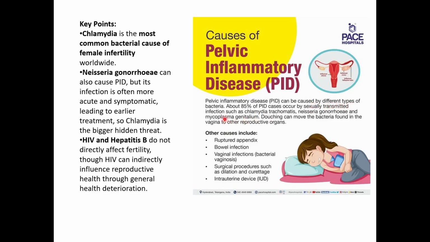can be caused by different types of bacteria. About 85% of PID occurs by sexually transmitted infections such as chlamydia, gonorrhea and also Mycoplasma genitalium. Douching can move the bacteria found in the vagina to other reproductive organs, and other causes can be a ruptured appendix, a bowel infection, vaginal infections, surgical procedures such as dilation or curettage, and intrauterine devices, that is IUDs.